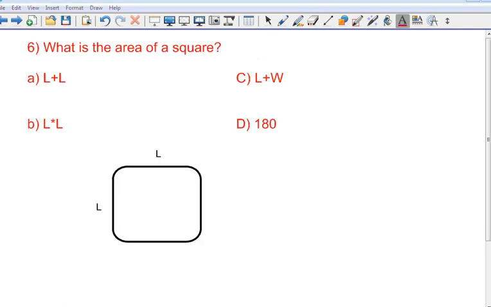All right, question 6. What is the area of a square? I hope this is simple, guys. Is it length plus length, length times length, length plus width, or is it 180? All right, welcome back. The answer was B, length times length, right? All right, let's go on to the next one.